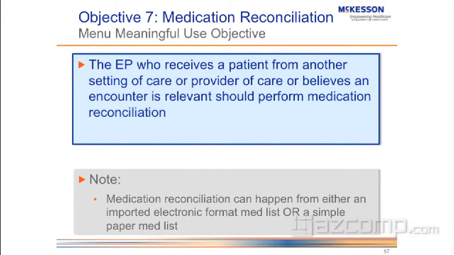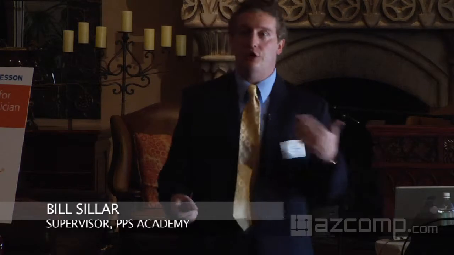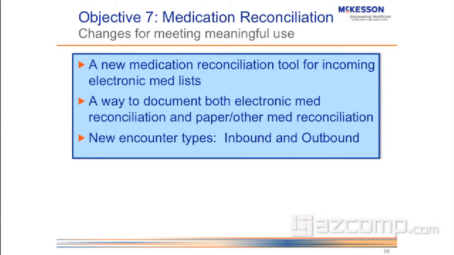Number 7, medication reconciliation. The provider who receives a patient from another setting of care or provider gets that medication reconciliation, and they can either do it by paper or they can do it electronically. So that's the key here, is whether people can do that via the paper that they're going to have in their hands, or they're going to be able to do that through the CCR CCD import that they're getting from those other EHRs. So this is going to be the changes that were created in 9.5.